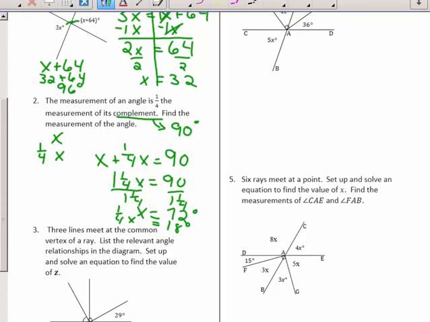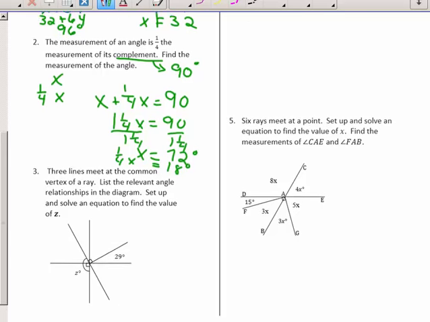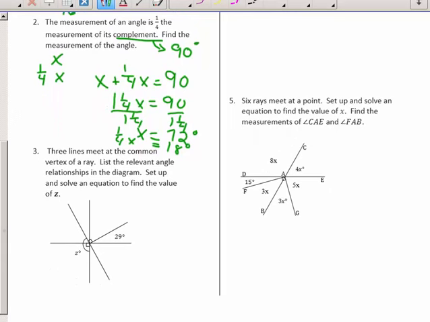Okay, three lines meet at a common vertex of a ray. List the relevant angle relationships in the diagram. Set up and solve an equation to find the value of z. So we got a lot of different things going on here. So I know, right here is z. Z is this angle plus the right angle, right? So I know z is 90 plus some measurement there. So I have to be able to figure out that measurement in order to figure out what z is.